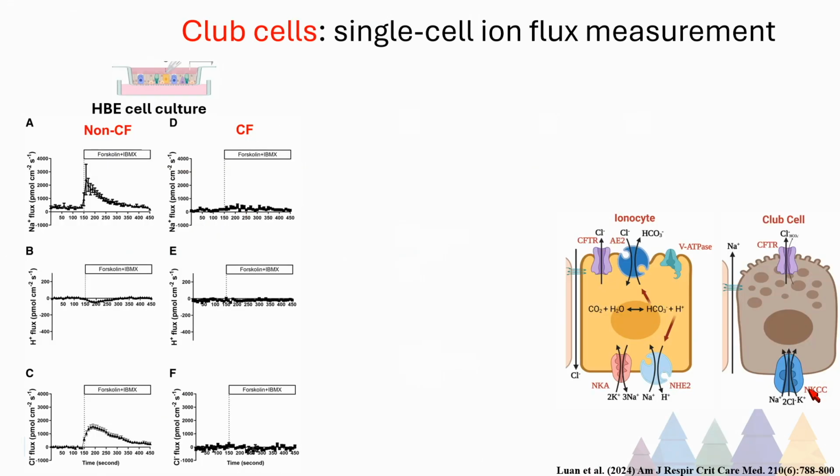However, we do measure sodium and chloride transport, but not through ionocytes. When we measure across club cells, not ionocytes, but club cells, we find both a sodium and a chloride signal that indicates that when stimulated with forskolin and IBMX, club cells move sodium and chloride into the lumen. And there is only a very small bicarbonate contribution. And this is lost in CF and recovered with ETI.